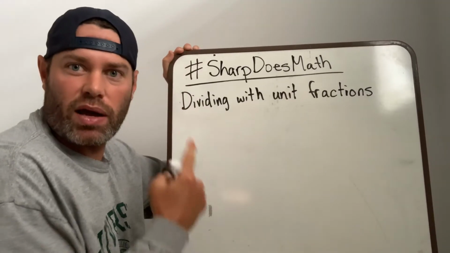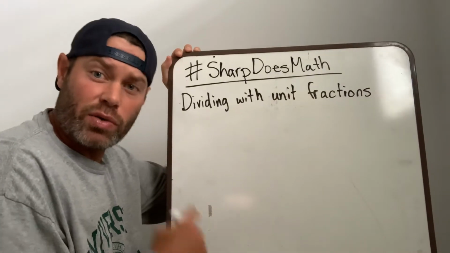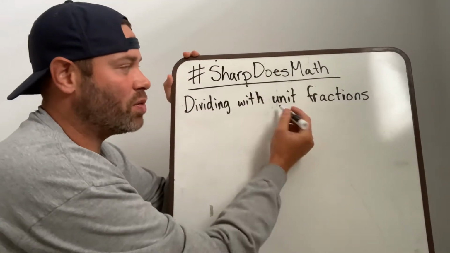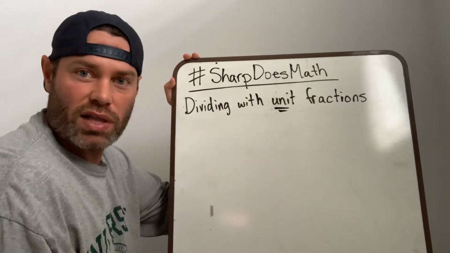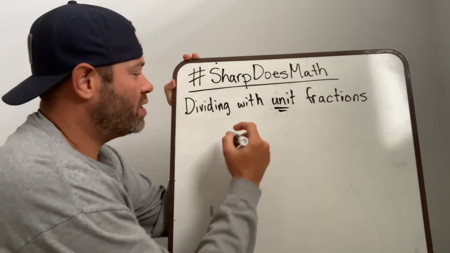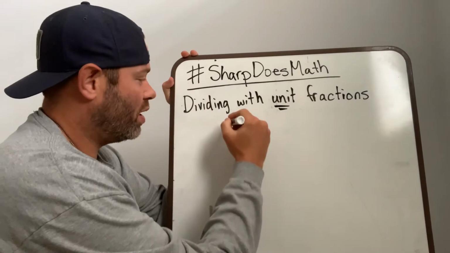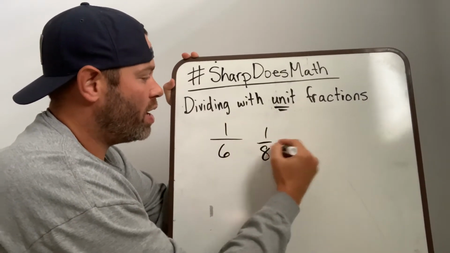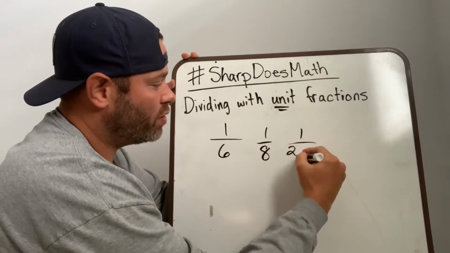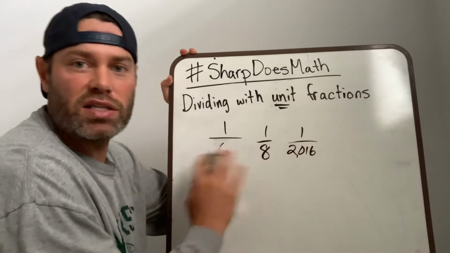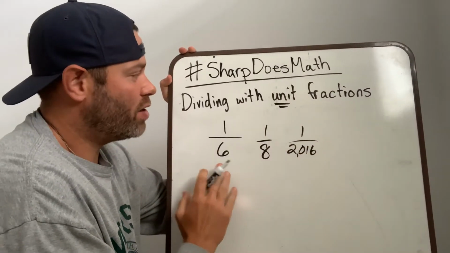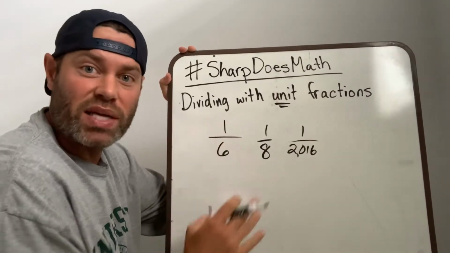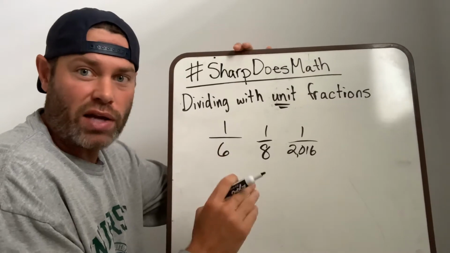Sharp Does Math. We're talking about dividing with unit fractions today. And I'm first going to show you what a unit fraction looks like. A unit fraction is any fraction at all, okay? 1/6, 1/8, 1 over 2016. Doesn't matter. A unit fraction has a 1 in the numerator, okay? That's what makes it a unit fraction.